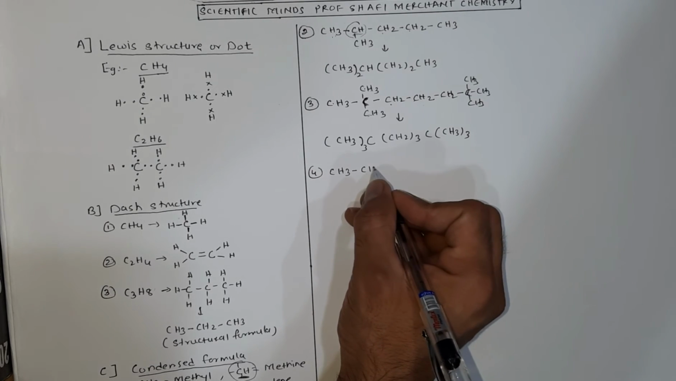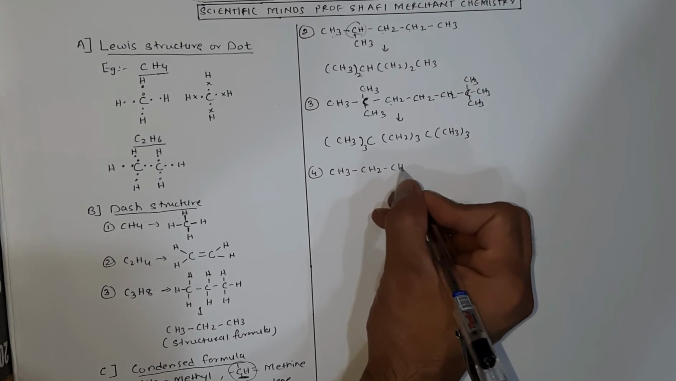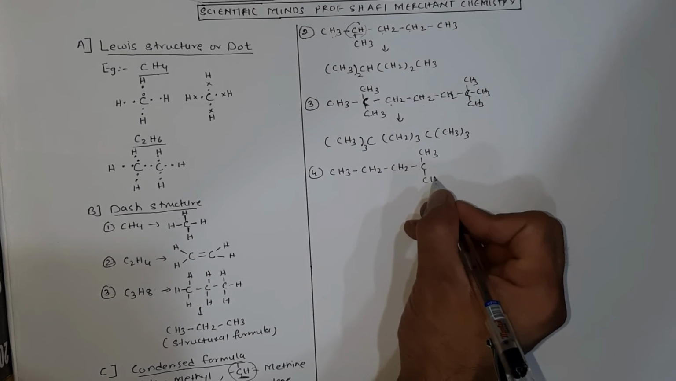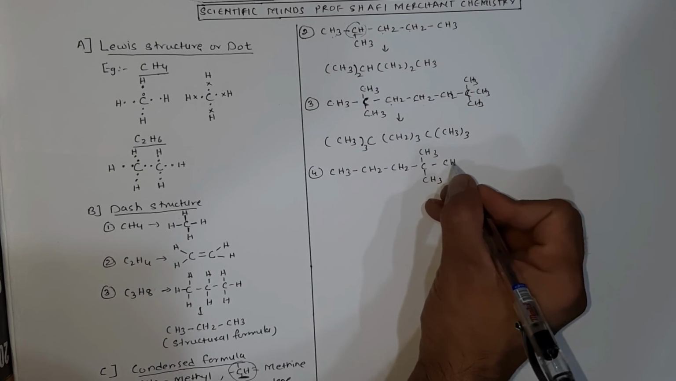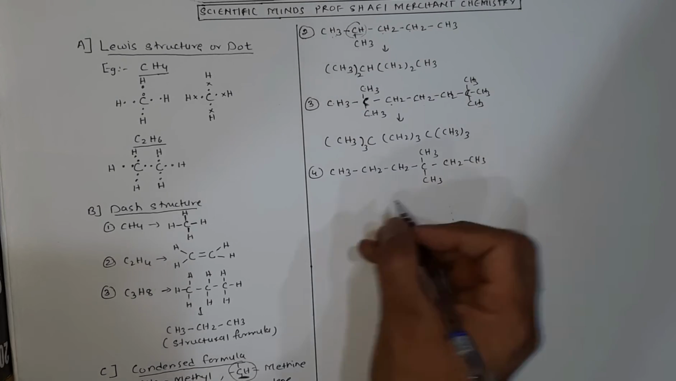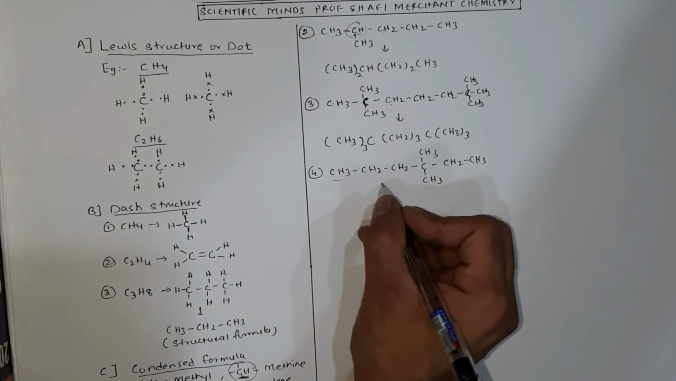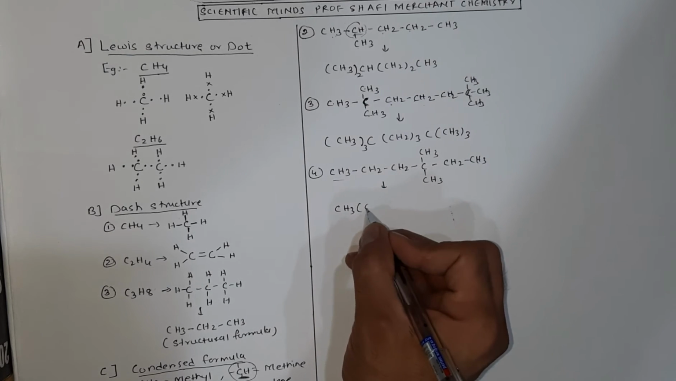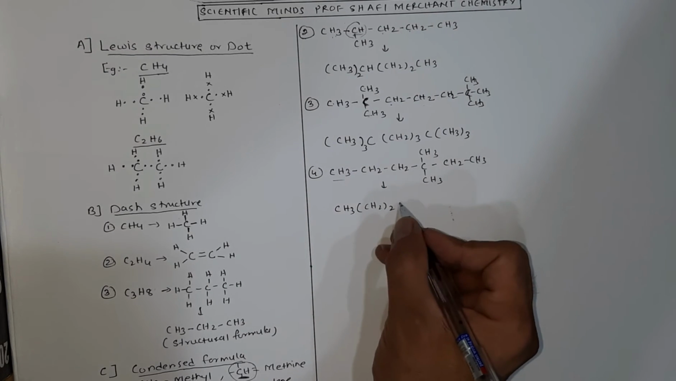CH3, CH2 CH2 C, CH3 CH3, then CH2 CH3. So first you start with the CH3 here. I start with the CH3. How many CH2 are attached in a row? 2. So CH2 twice. Then a branch C.